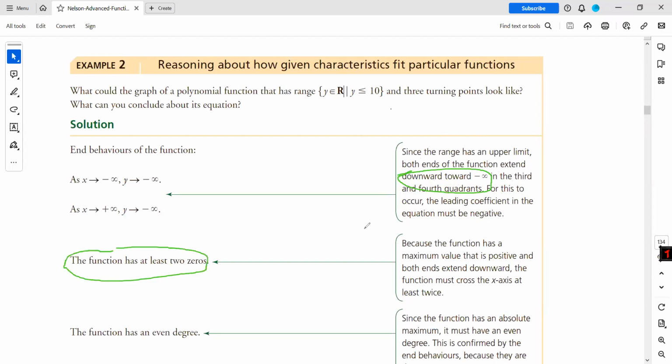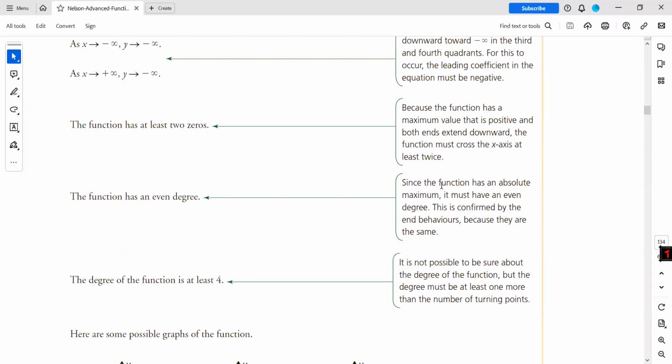The function has at least 2 zeros. Because the function has a maximum value, it is possible that both ends extend downward, so the function must cross the x-axis at least twice. That's reasonable because its maximum value is above the x-axis, right? 10. And in order to reach this point and then bounce off it and go down, you need to cross the x-axis at least twice, if not more times, right? This function has at least 2 zeros.